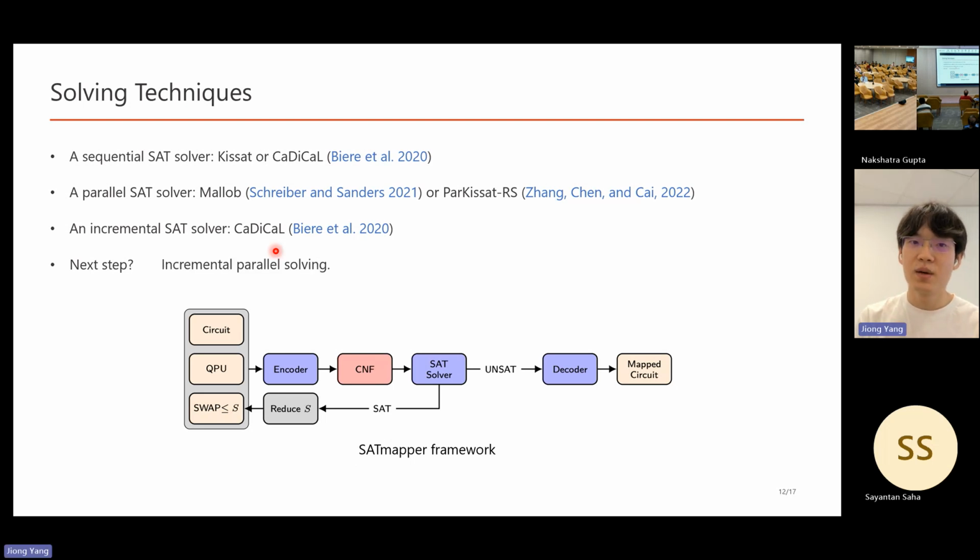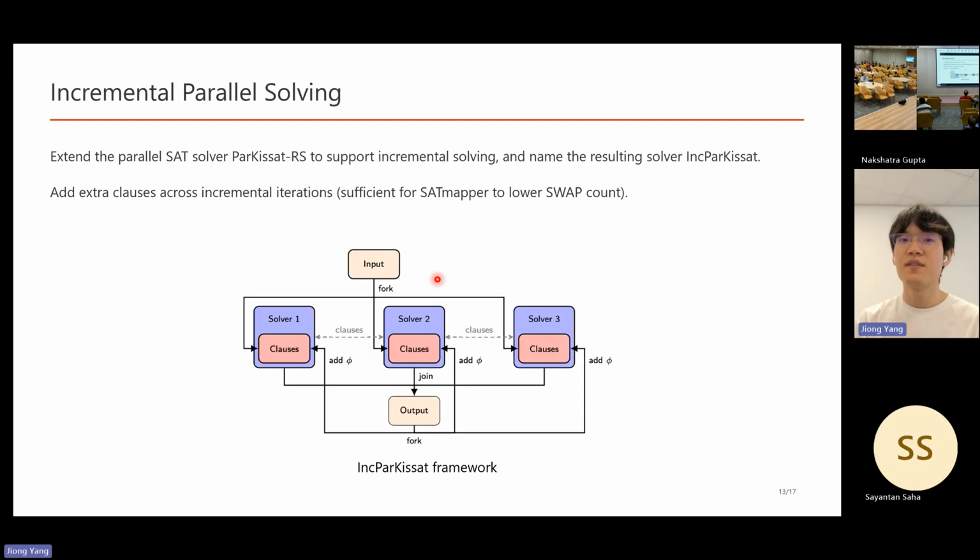So in the following slide, we are going to give an affirmative answer to this question by presenting an incremental and parallel SAT solver. Since there is no existing incremental and parallel SAT solver, we extended the state-of-the-art parallel SAT solver ParKissat-RS to support incremental solving and named the resulting solver Inc ParKissat. Here is the framework of our solver.